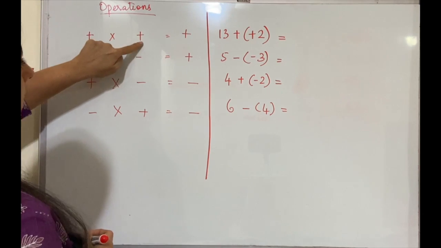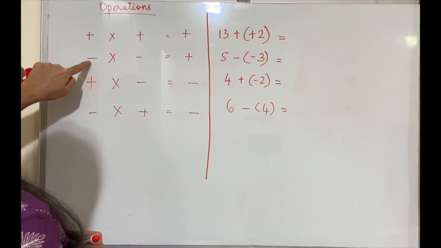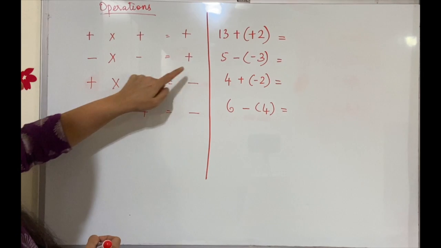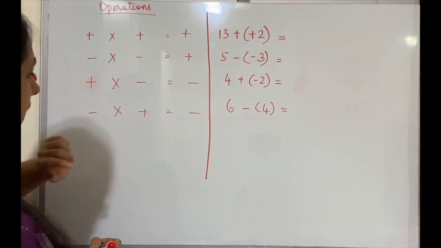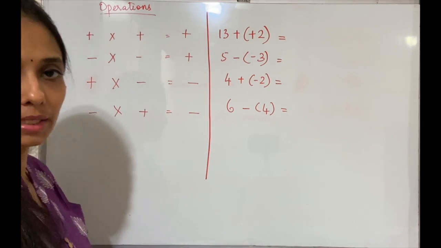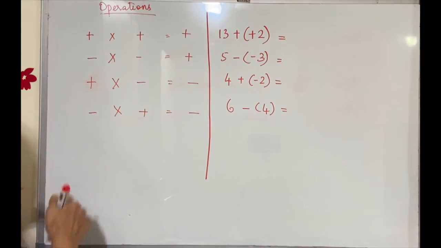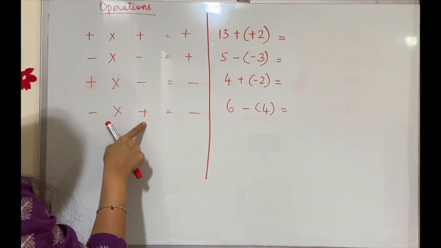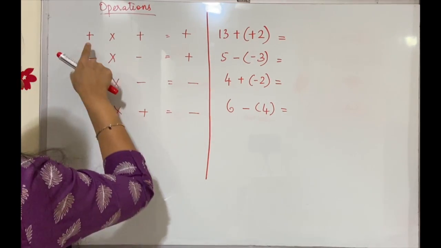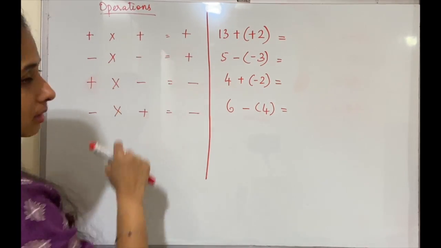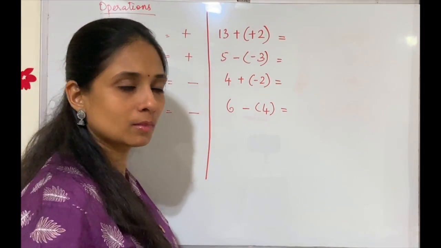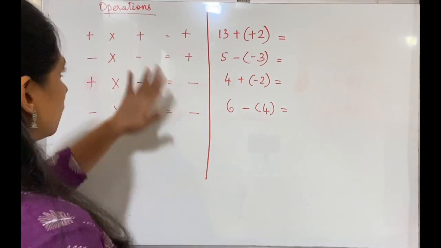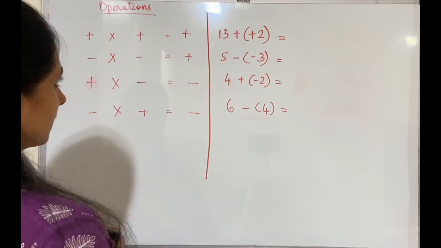Plus into plus is plus, minus into minus is plus, plus into minus is minus, minus into plus is minus. Okay, so when you have opposite signs, your answer will be negative. When you have same signs, your answer is positive. Okay, so those are the rules. So I will explain with examples.